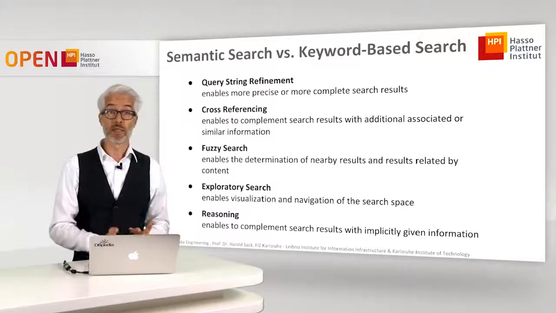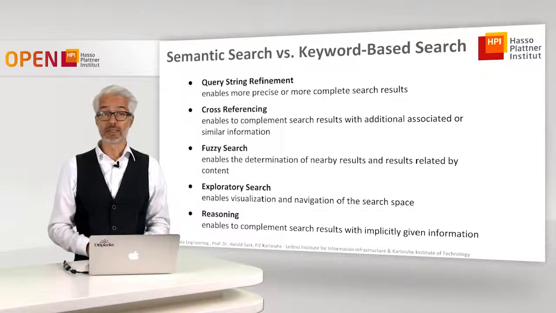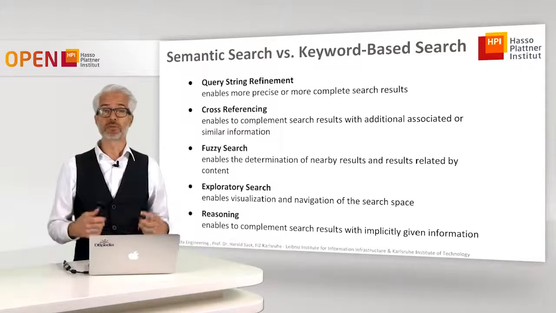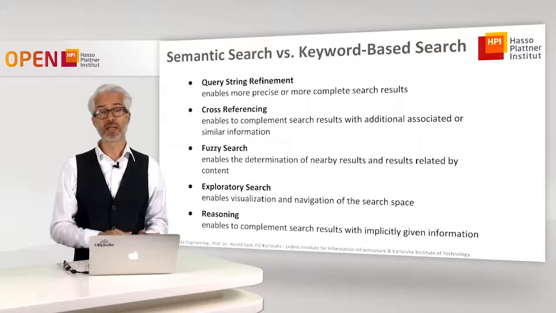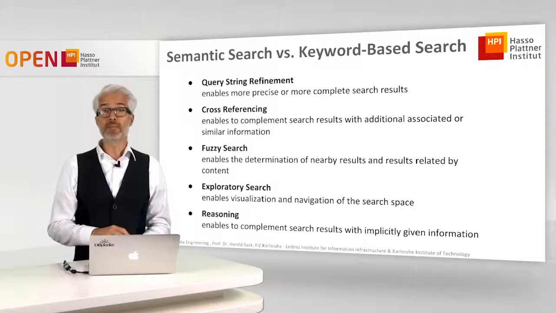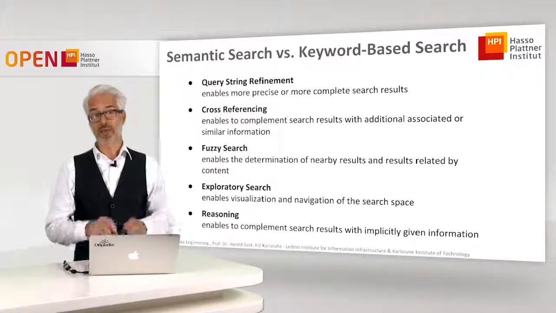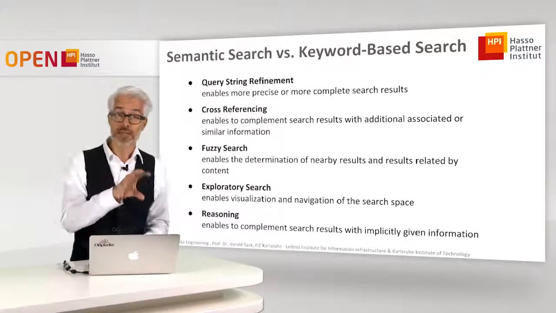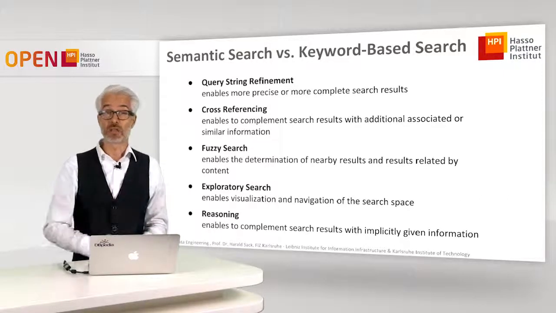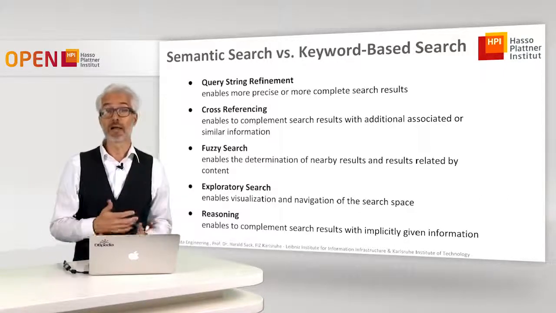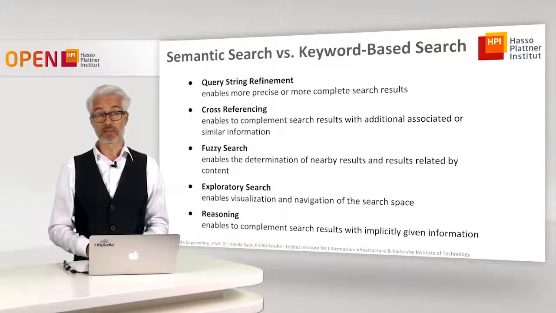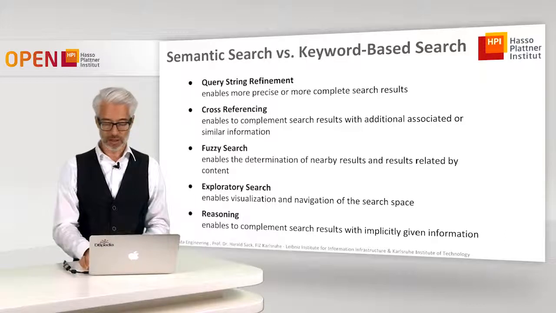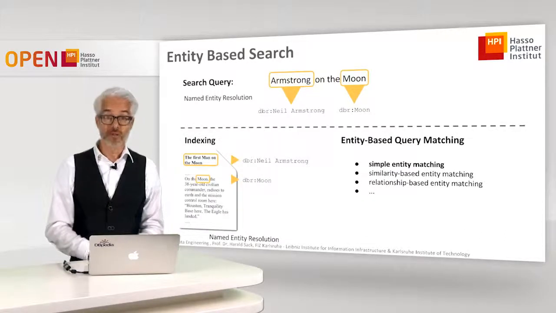And of course, in semantic search, when everything is labeled with semantic entities, reasoning also enables you to complement your search results with implicitly given information, simply by making things which are implicitly available in the knowledge base also explicitly available, and to consider these in the determination of your search results. So these are benefits that are achieved via semantic search, which can improve the traditional information retrieval process.